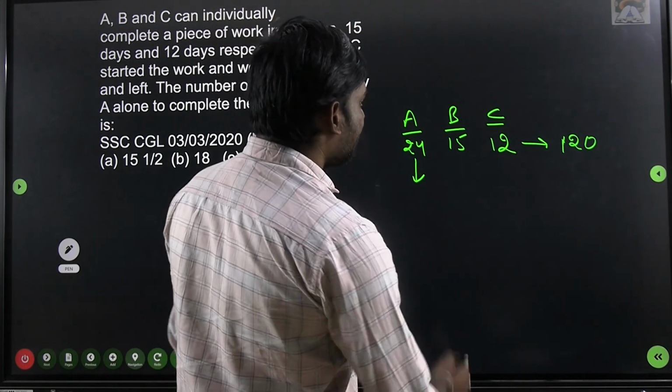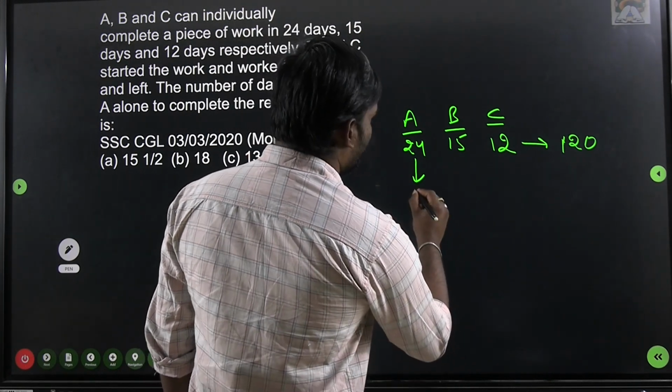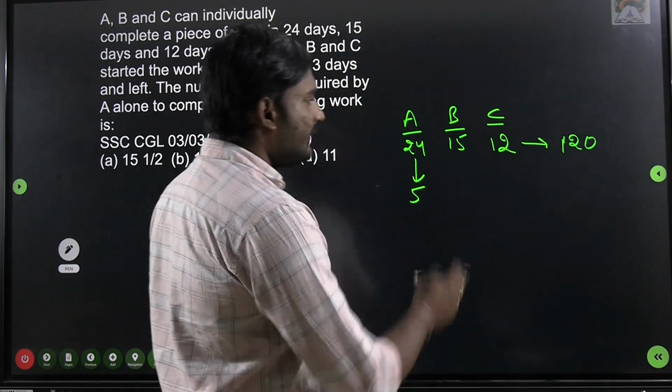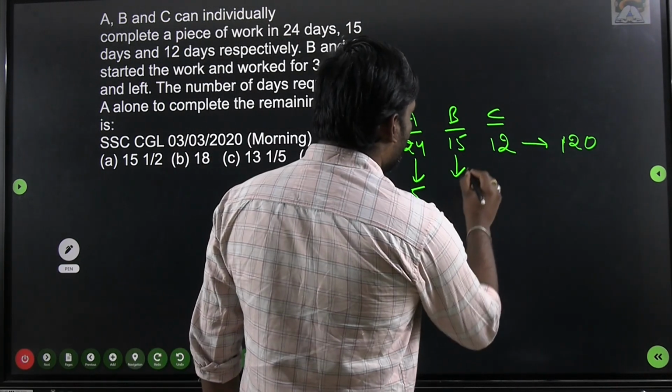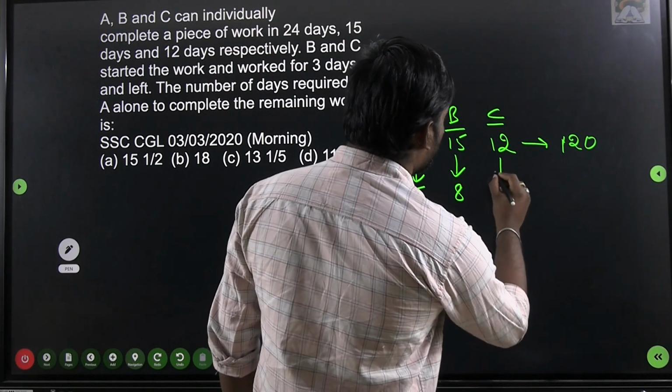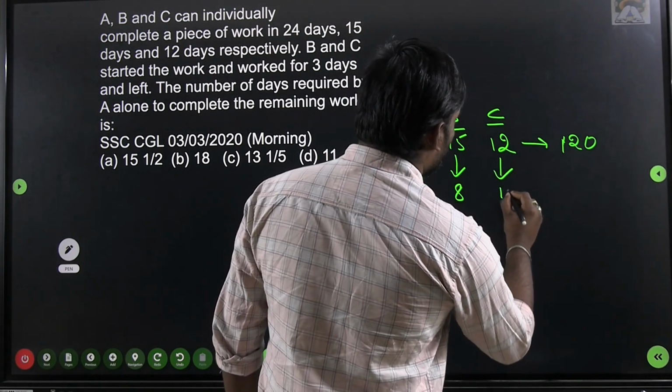A will do daily 5 parts. 24 into 5 is 120. B will do daily 8 parts. C will do daily 10 parts.